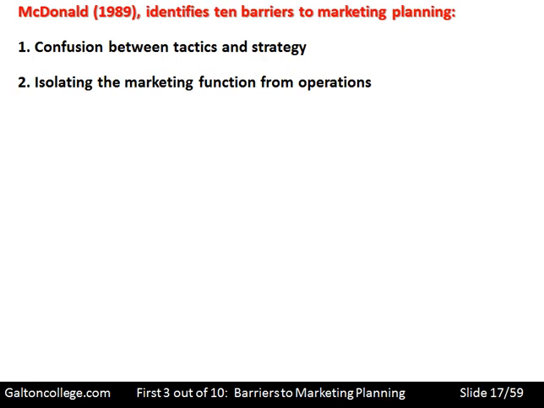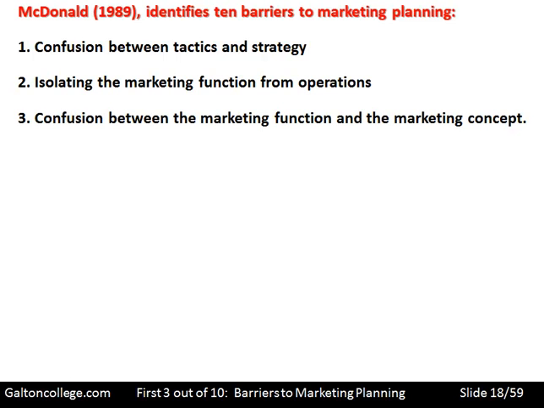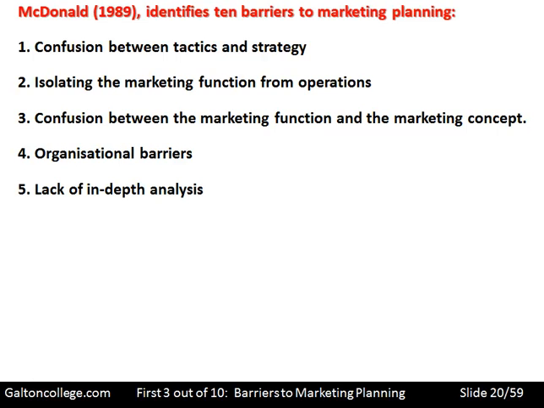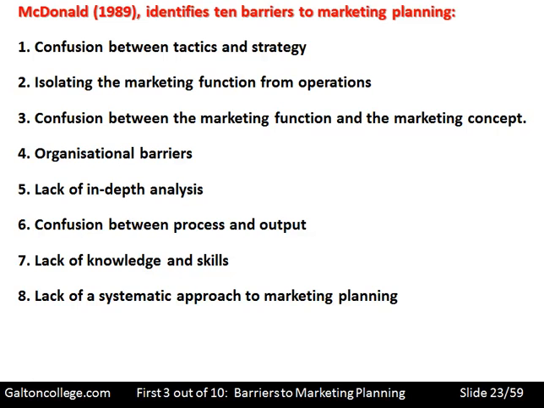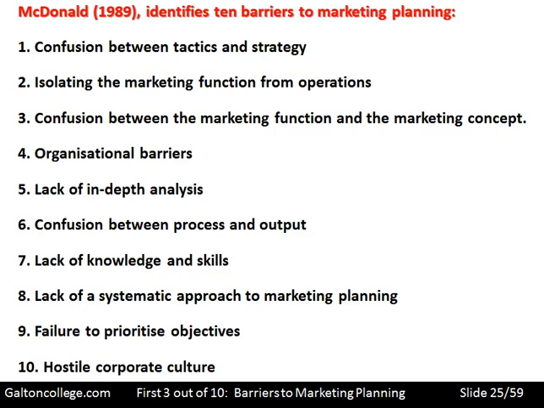The ability to separate out the two functions. Confusion between the marketing function and the marketing concept. We need to talk about that. Organisational barriers. Lack of in-depth analysis. Confusion between process and output. Lack of knowledge and skills. Lack of a systematic approach to marketing planning, failure to prioritize objectives, and a hostile corporate culture.